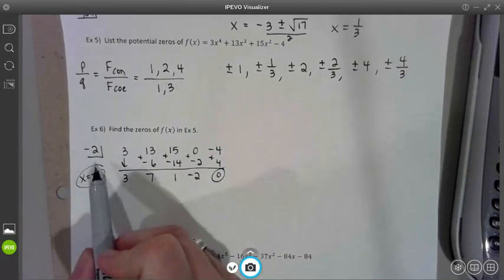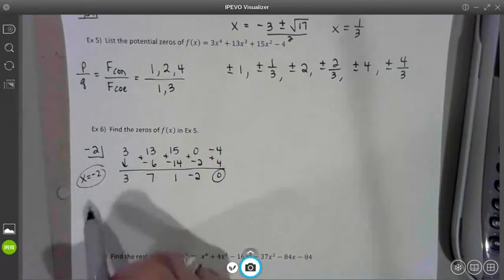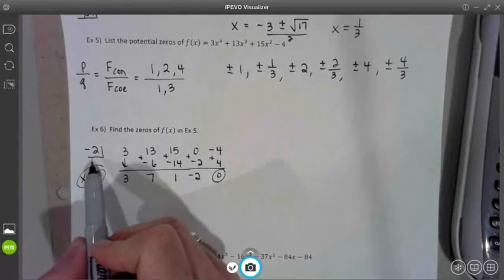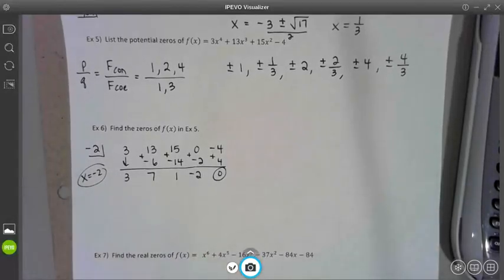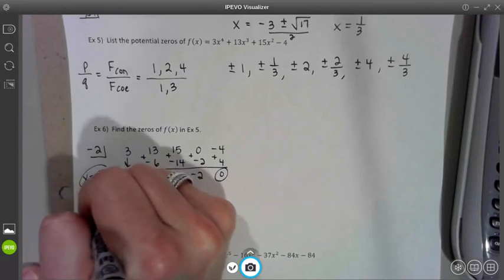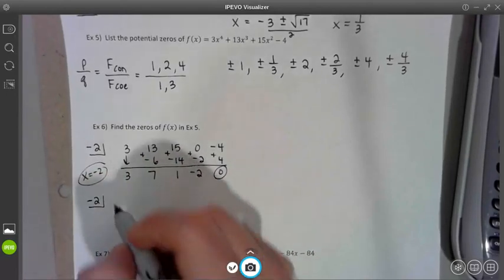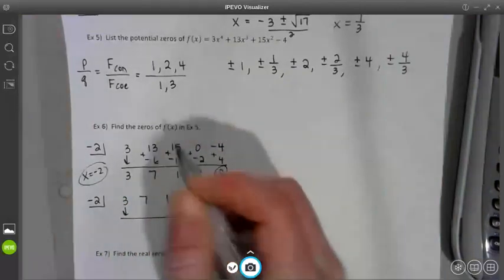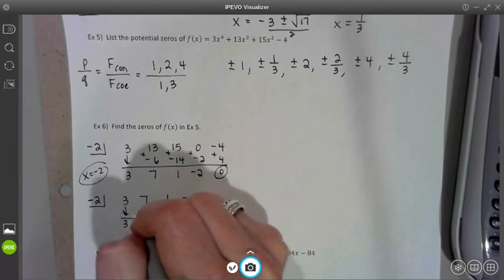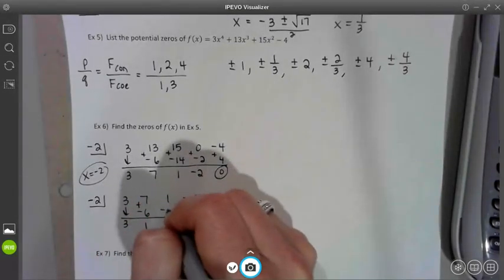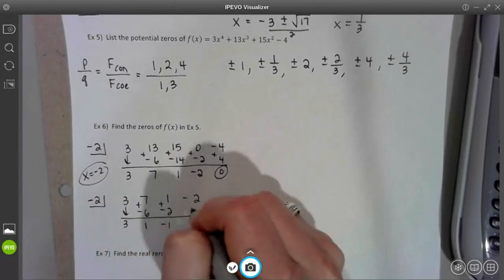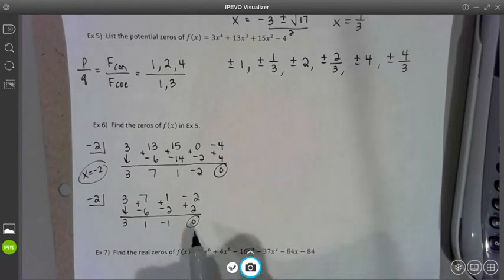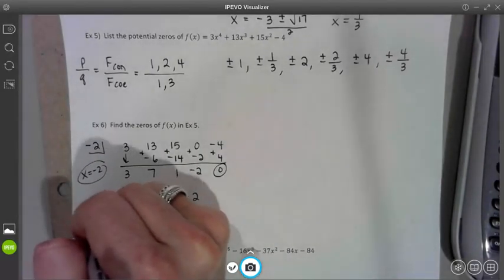So again, because it looked like -2 bounced, I'm going to try it again. If it's a double root, it'll work in a second round of synthetic. If it has a multiplicity of 2, it'll work 2 times in your synthetic process. So I'm going to try -2 again. All right, take my new coefficients, 3, 7, 1, -2. Let's see if I can get another remainder of 0 out of this. So I bring down 3, multiplying and adding. And yep, I did. I got another remainder of 0. So that means that -2 is another 0.